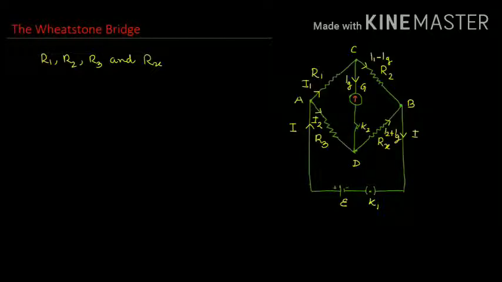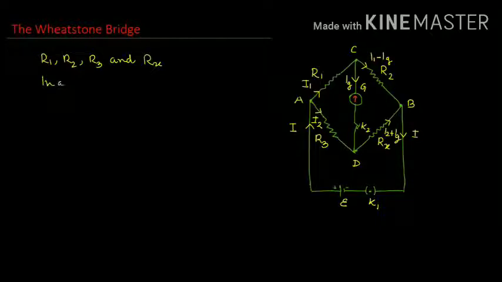R1 and R2 are kept at a fixed ratio, and R3 is a variable resistance. For a fixed ratio between R1 and R2, we vary the resistance R3 in such a way that no current flows through the galvanometer. At this condition, potential at C is the same as the potential at D. So the potential difference between C and D is 0, so no current flows through the galvanometer. Galvanometer shows no deflection. So now the bridge is said to be balanced.